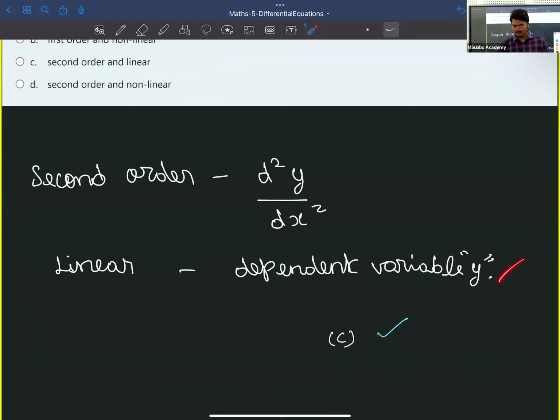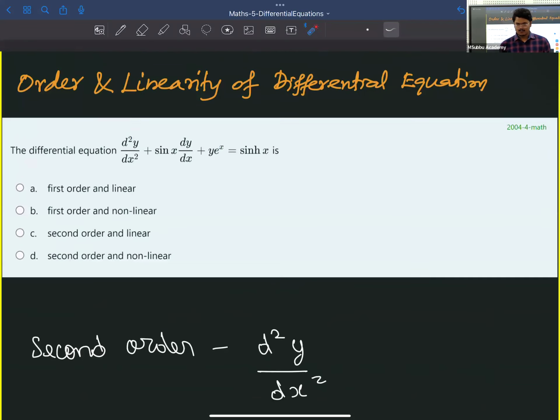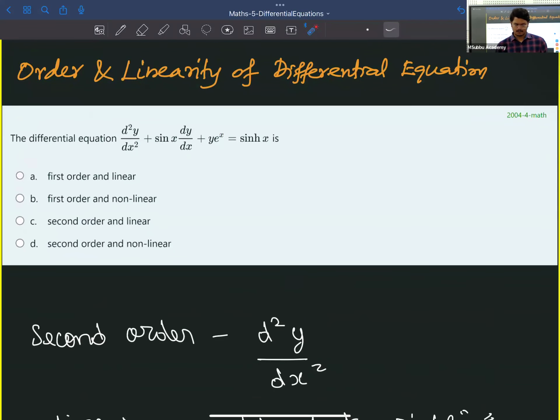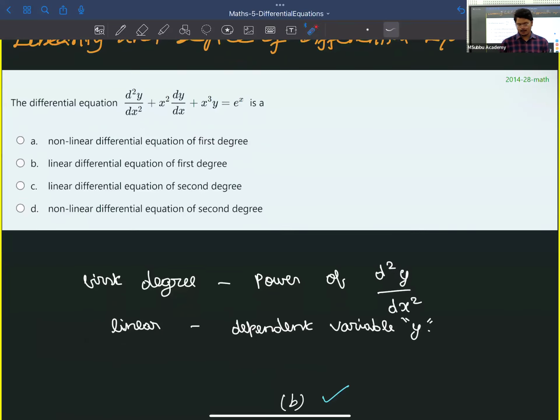The dependent variable is y. That's why we get linear in the second order. Talking about the x term, x is the variable with respect to which we differentiate, but the equation depends on the term of y. So the dependent variable is y, and since we have a y term here in this equation, the equation is said to be linear. Okay, we'll move on to the next question. This is based on linearity and degree of the equation.